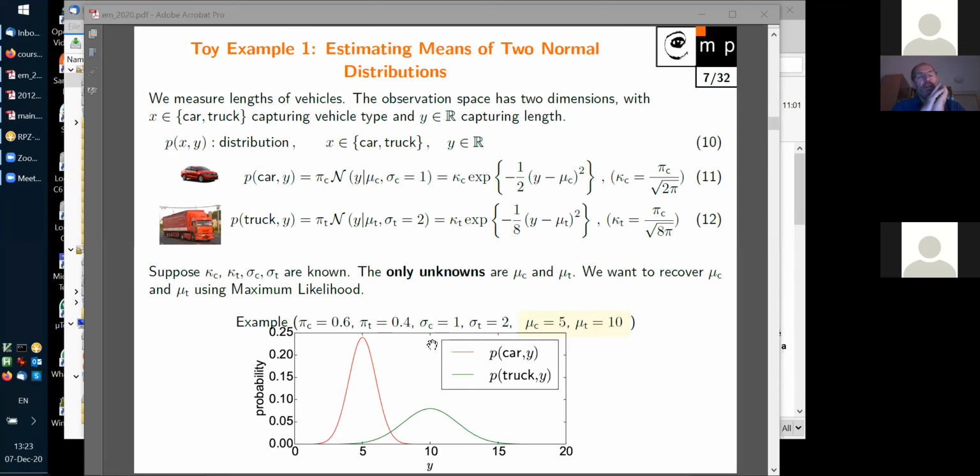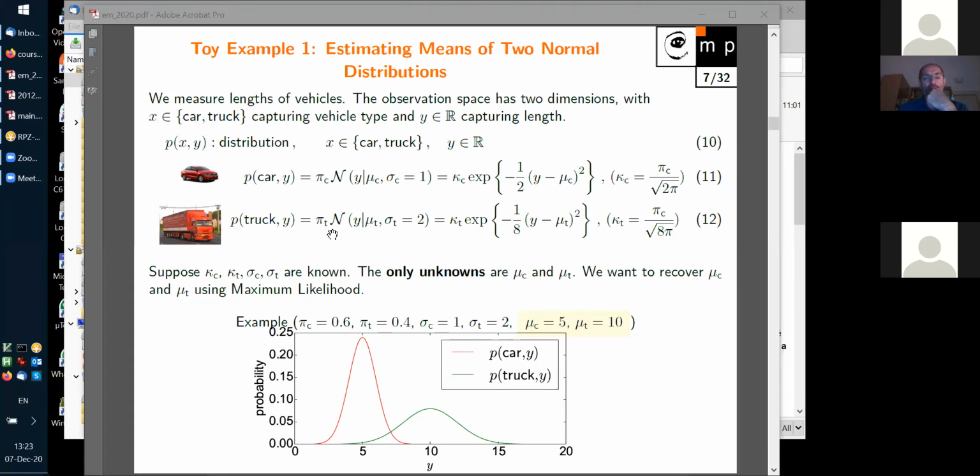So we know that we are making observations about cars and trucks, and the variable y is the length of the vehicle, and x is the class membership. So x could be only a car or a truck, and what we are observing is a mixture of cars and trucks. The probability of cars at the location we are observing is pi c. The probability of trucks is pi t.